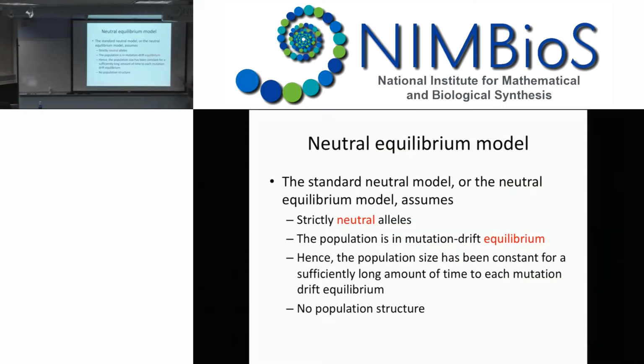So the big organisms people have done multiple tests for have situations where you expect them to be out of mutation drift equilibrium. So all the tests people use, almost every single one of them, you then have to somehow adjust for, what if I'm not at equilibrium? So the key part to keep in mind is that the population has to be constant for a sufficiently long amount of time to reach mutation drift equilibrium, and that's a tough assumption to make.